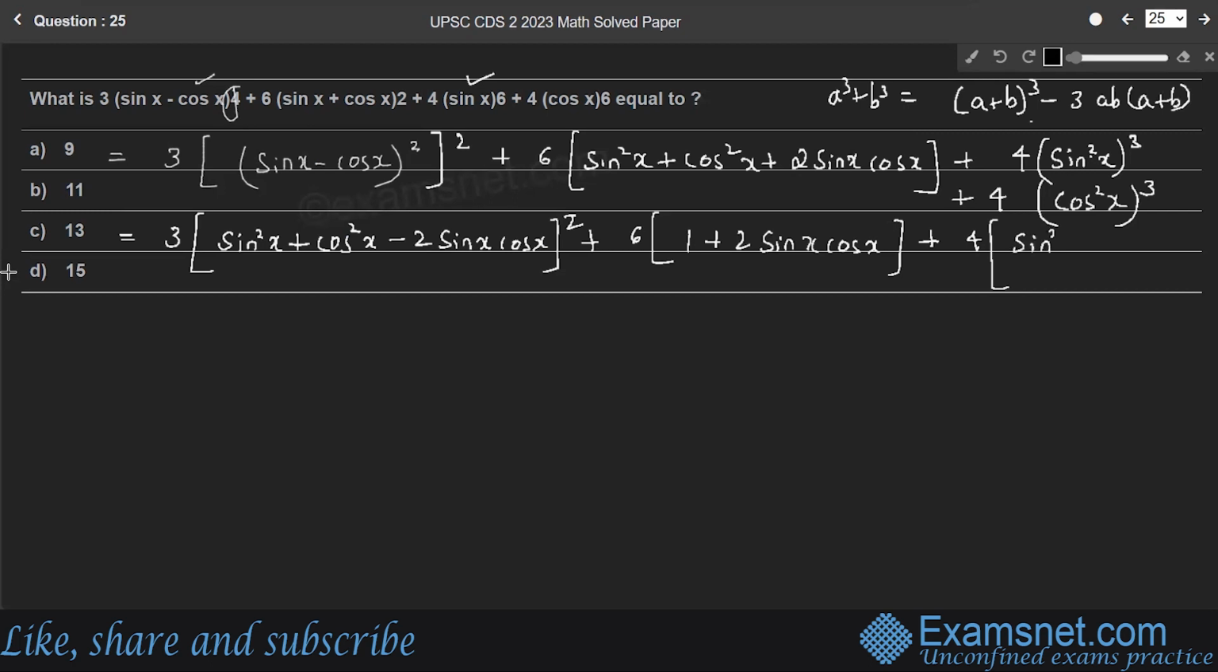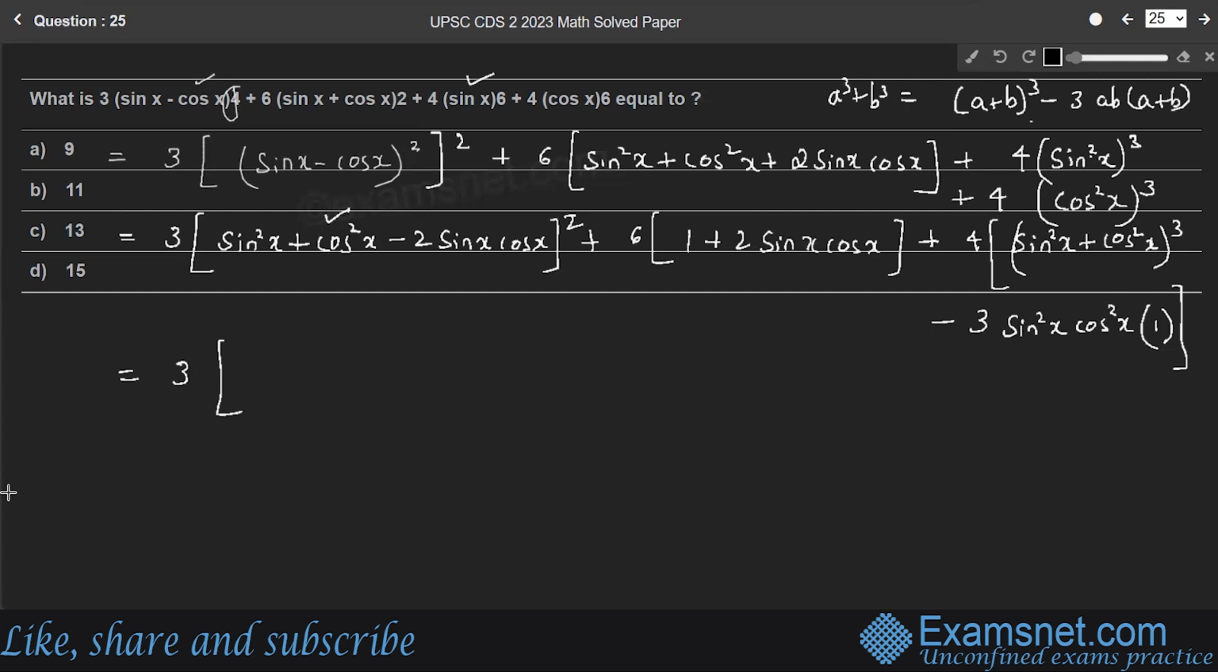A is sin square x plus cos square x, the cube, a plus b the whole cube, minus 3 times ab, where ab is sin square x into cos square x, into a plus b. Sin square x plus cos square x is 1. Simplify it. So 3 times here, sin square x plus cos square x is 1 minus 2 sin x cos x, its whole square, which is in the form of a minus b whole square.